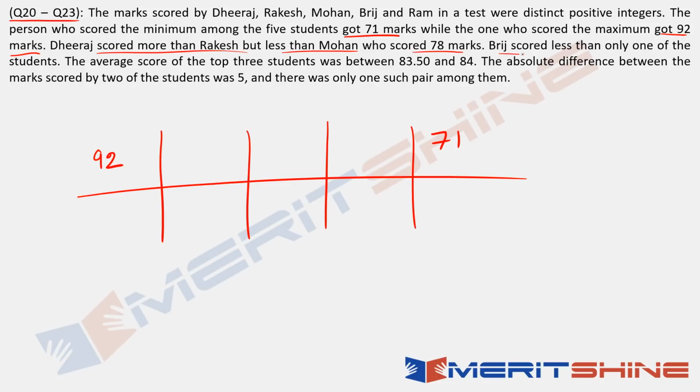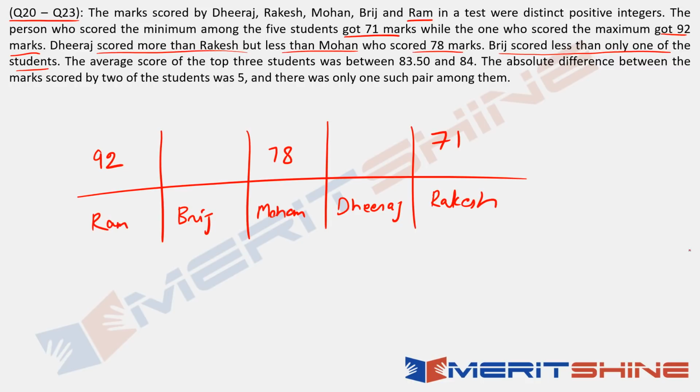Let's just read this one as well. Brij scored less than only one of the students. So this has to be definitely Brij. We do not know the score yet, but now we can put this. Look at this one. Dheeraj scored more than Rakesh but less than Mohan, who scored 78 marks. So the only way it can be done is that this is 78, this is Mohan, and this is Dheeraj, and this is Rakesh. Is there any way it can happen? No. And who is the last person left then? Ram. So let's put Ram here.